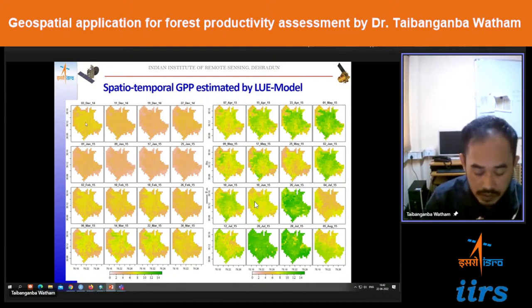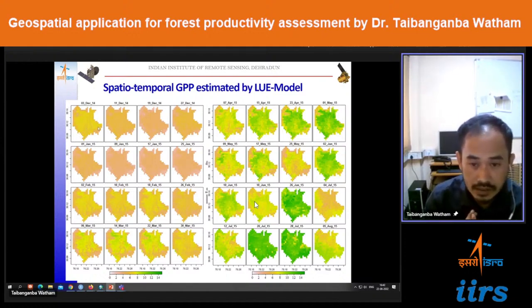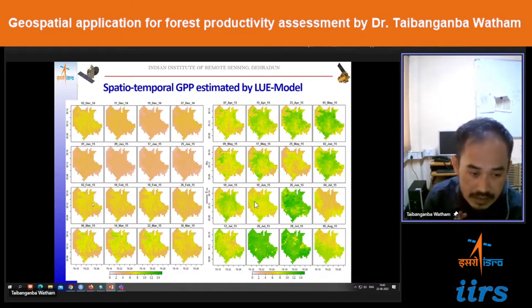So on the 8-day basis, we have estimated or assessed the GPP for the Burkot area. You can see from December onwards, when there is a little bit of a cold season, due to the constraint in temperature, there is a little bit of reduction in the GPP, or the gross primary productivity, but with a little bit of increase in temperature, you can see a slight increase in the gross primary productivity for the Burkot area.